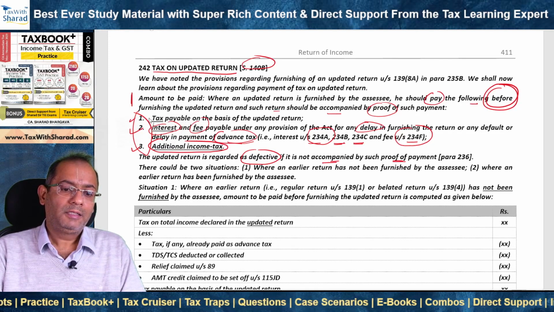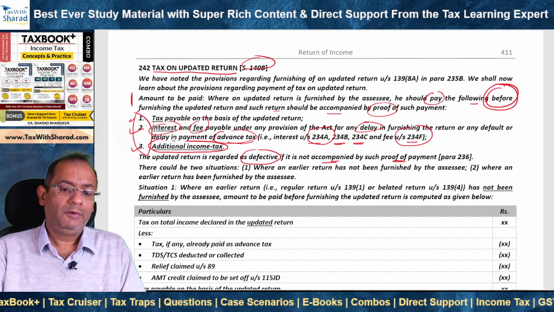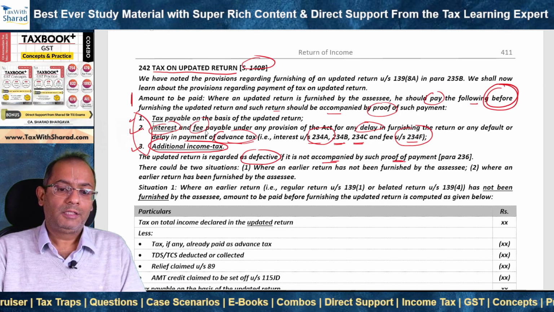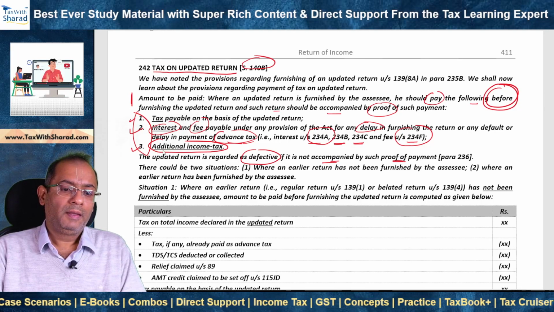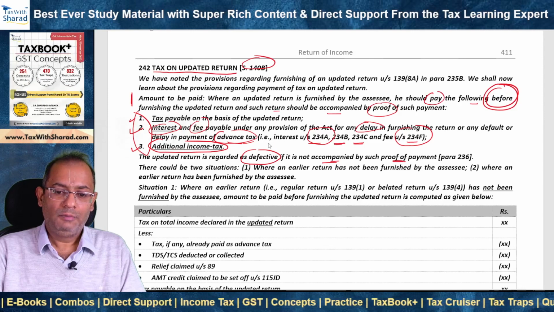So number one, tax needs to be paid on the basis of the updated return. Number two, interest and fees applicable as per the provisions of the Act need to be paid. And thirdly, additional income tax needs to be paid.